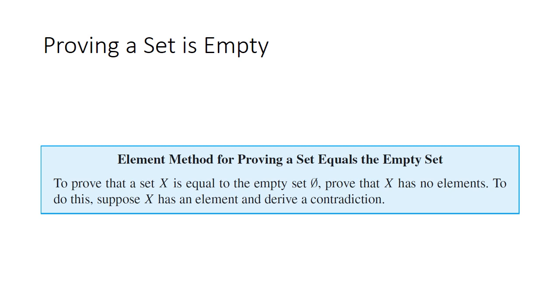Okay, the final new material for today's lesson is how to prove that a set is empty. If you want to prove that a set is empty, or that it has no elements, the way you do that is you simply suppose that it does have an element and then derive some kind of contradiction. Whatever that contradiction might be, that will invalidate your supposition that the set had an element. Okay, let's do an example.